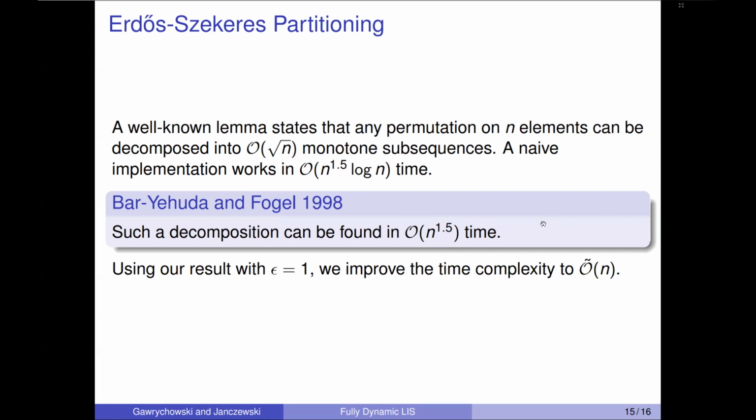But using our approximation of dynamic LIS, we can improve the time complexity to be almost linear. Because we do not really need to find exactly the longest increasing subsequence here, but its approximation would be good enough. Then we can delete the points in a dynamic way and again find an increasing subsequence and so on.